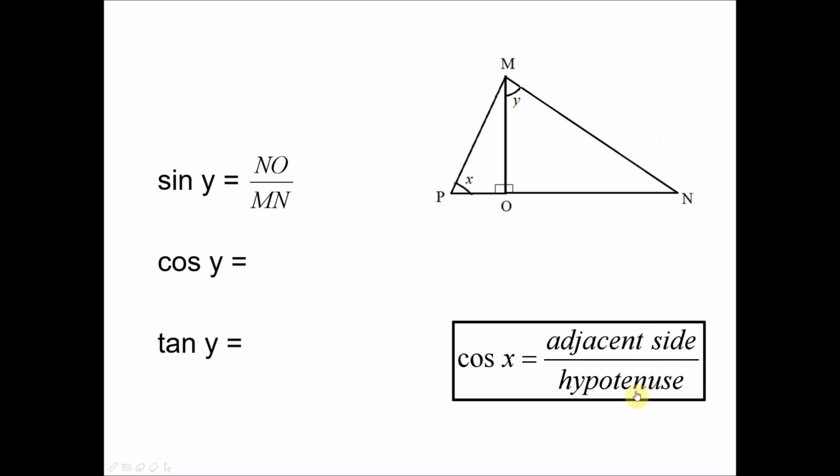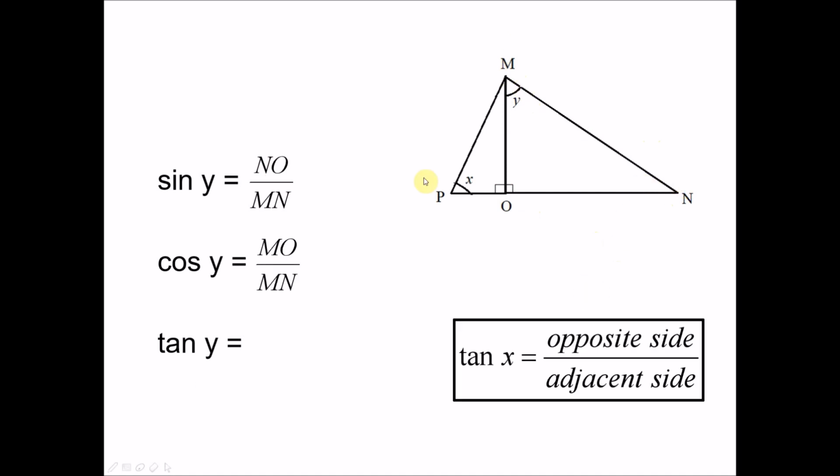For cosine, it's adjacent side over hypotenuse, so the adjacent will be MO, and the hypotenuse is MN. So MO over MN. And lastly, tangent Y here, it's the opposite side, which is NO, over the adjacent, which is MO. So NO over MO.